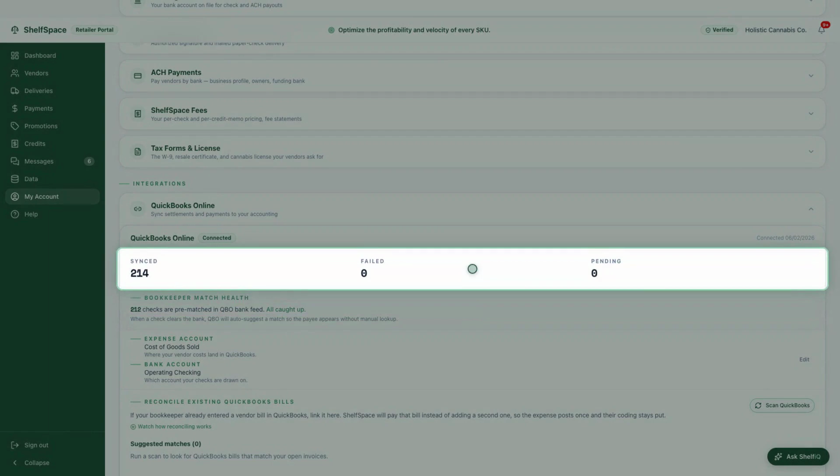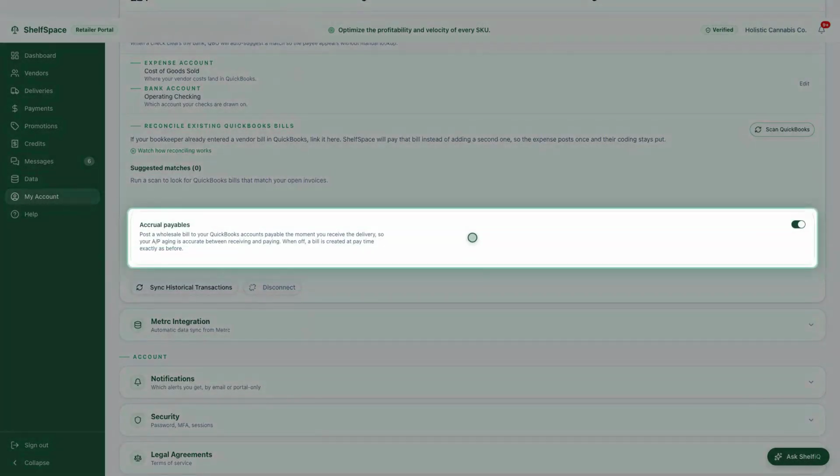And when something can't post, a vendor who doesn't exist in QuickBooks yet, an accounting period that's been closed, you see it right here. And ShelfSpace keeps trying on its own schedule. Nothing fails quietly. The rare thing that genuinely needs a human ends up on a short list instead of just not happening. There's one setting down here worth understanding.